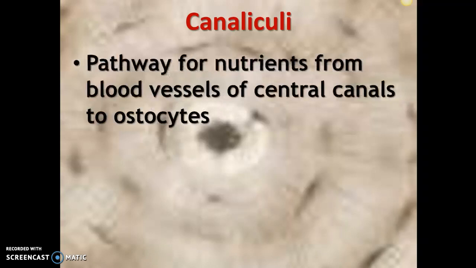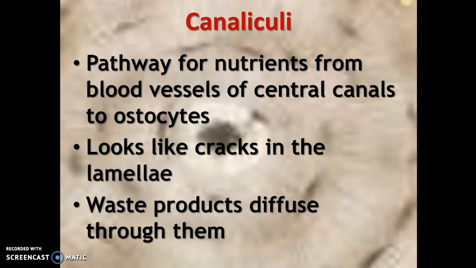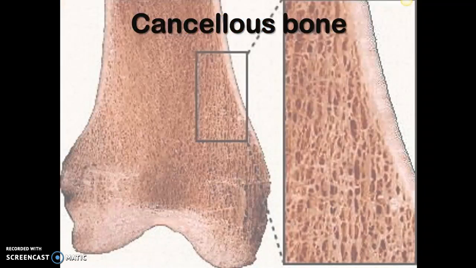They are pathways for nutrients. Wow, I said this again. That must be kind of important. They look like cracks in the lamellae, and waste products do diffuse through them, like I said a couple slides ago. All right, cancellous bone is our spongy bone.